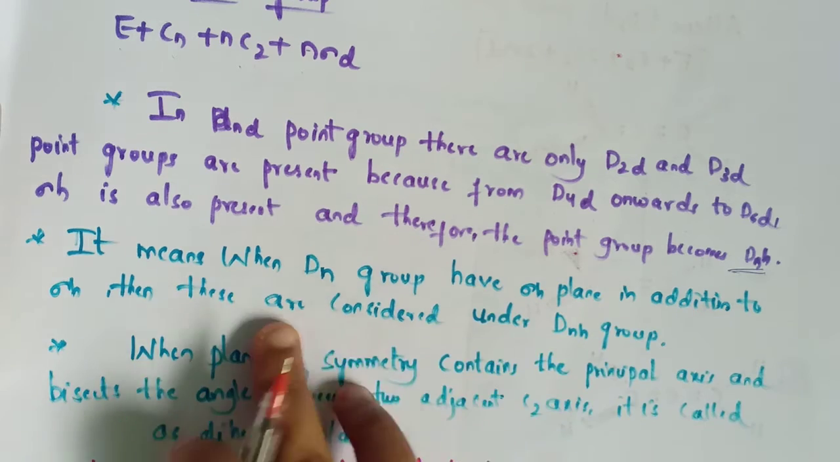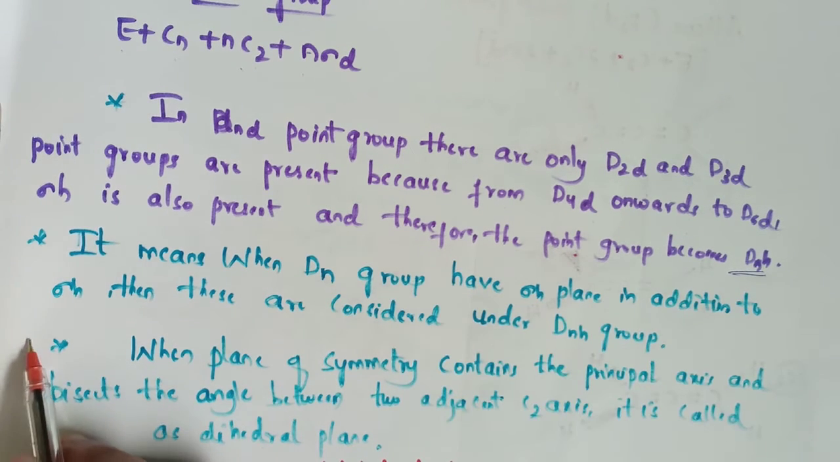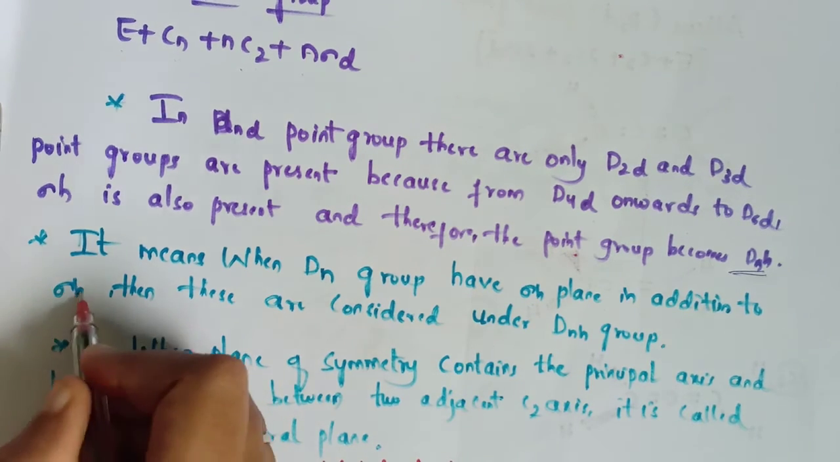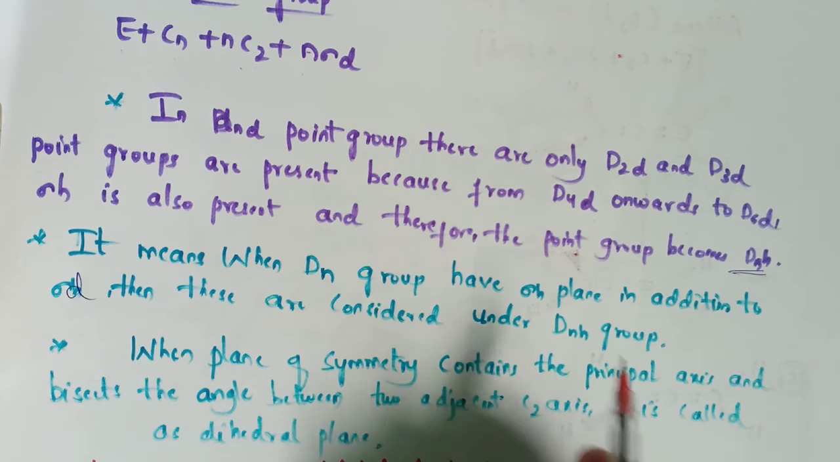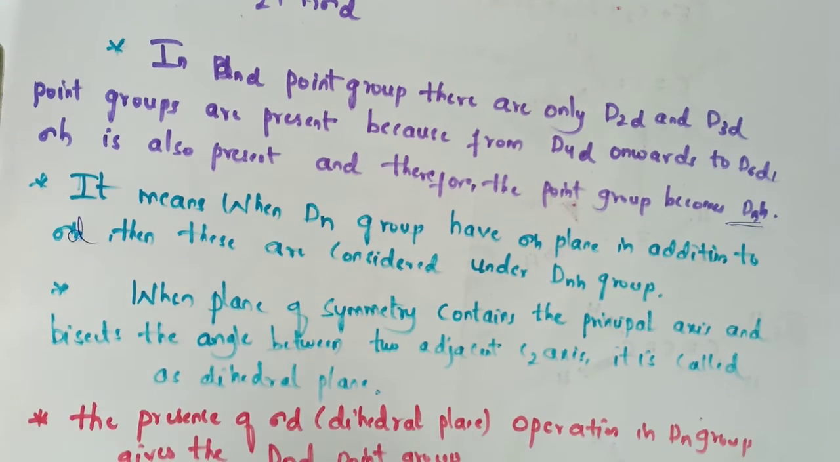It means when DN groups have a sigma H plane in addition to sigma D, then these are considered under DNH point groups. Okay. When the plane of symmetry contains the principal axis and bisects the angle between two adjacent C2 axes, it is called a dihedral plane. We have already learnt about the dihedral plane in our plane of symmetry lecture.